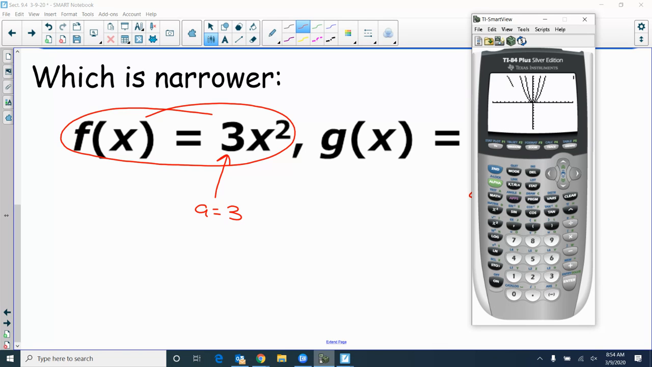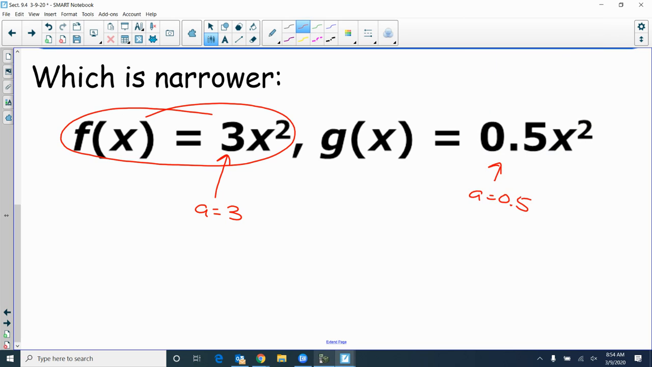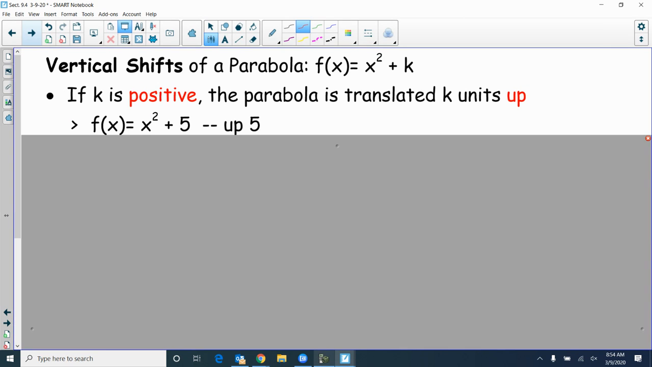And if I hit graph, now if I want something wider than 0.25, I get closer to 0. What if I did 0.1 x squared? That's going to be even wider. So you can just keep continuing to do that. That number affects how wide or how narrow it is.